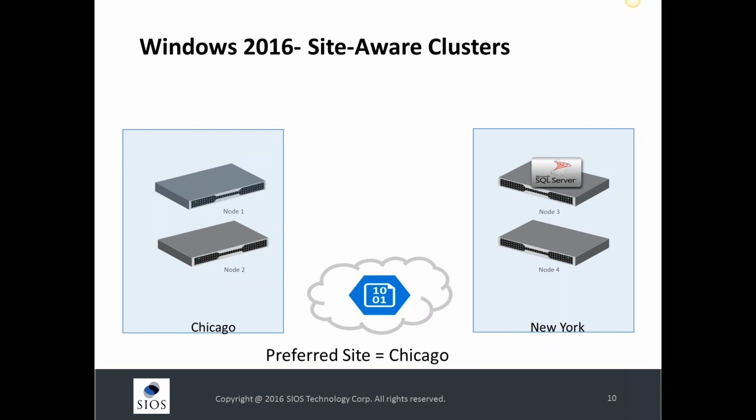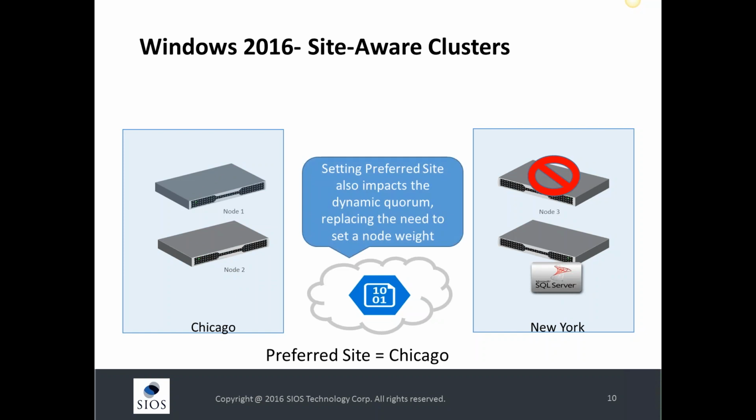But again, the way it works is that now if node 3 fails, it's going to choose a node in the same site that it's running in. So it won't go back to Chicago until you manually move it back, or all the nodes fail in New York. That's a big improvement over how it worked before. The other thing that setting the preferred site does for us is that it impacts the dynamic quorum, replacing the need to set the node weight.